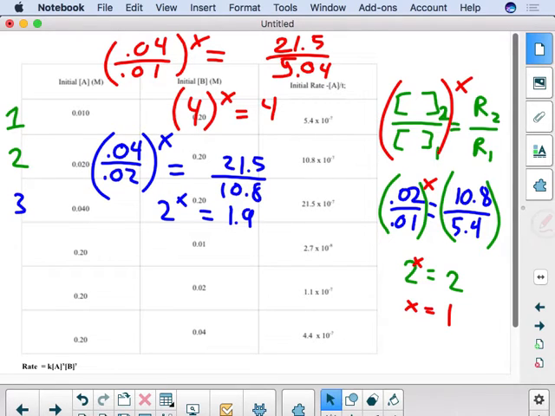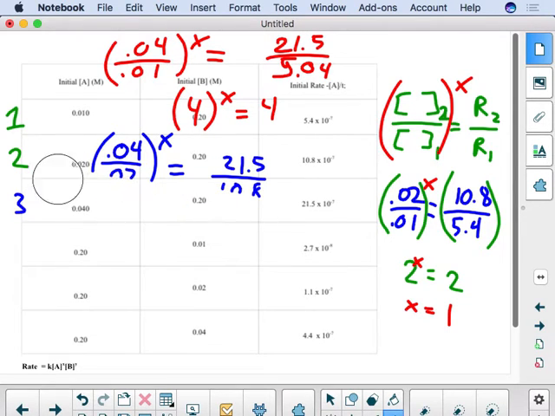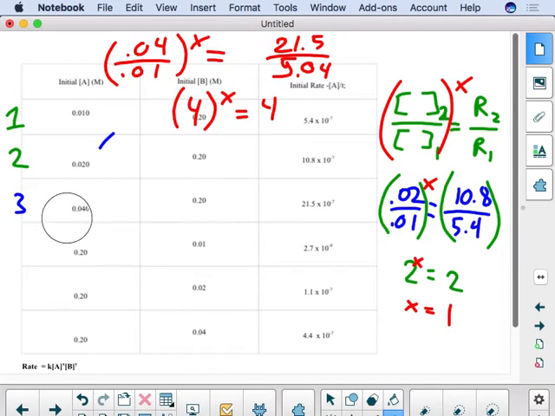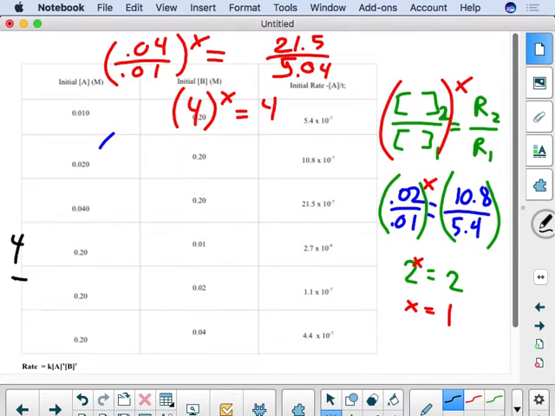Now let's hunt down part B. For chemical B, let's try and solve for its exponent, which is y. What is an experiment in which B is changing but A is constant? 4 and 5. If you look at 4 and 5, A is no longer being tweaked. B is the independent variable that's in action.